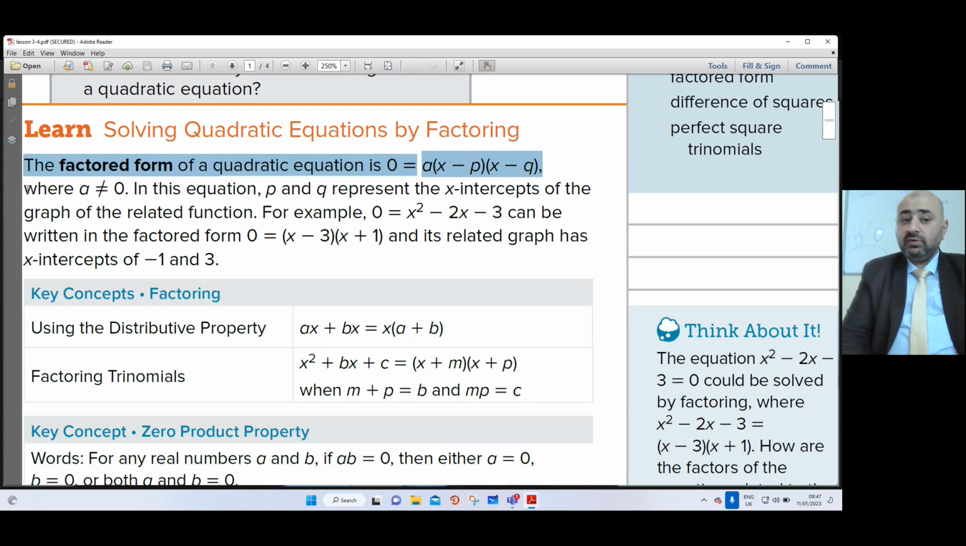Where a doesn't equal zero. Continue to hear this. In the previous equation, we have variables, and we have p and q. P and q represent the x-intercepts. What's the meaning of the x-intercepts? The intersecting points between the quadratic equation and the x-axis, or the solutions of the quadratic equation, or the roots.